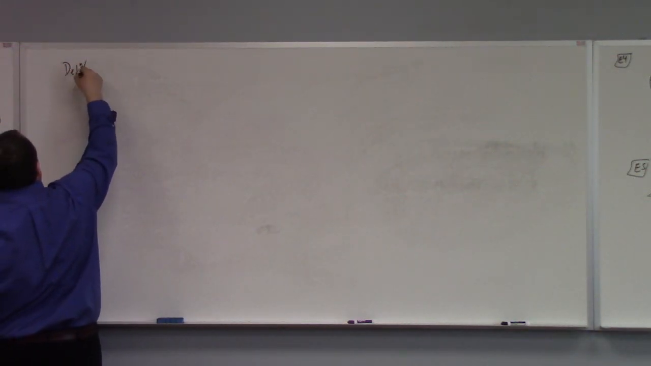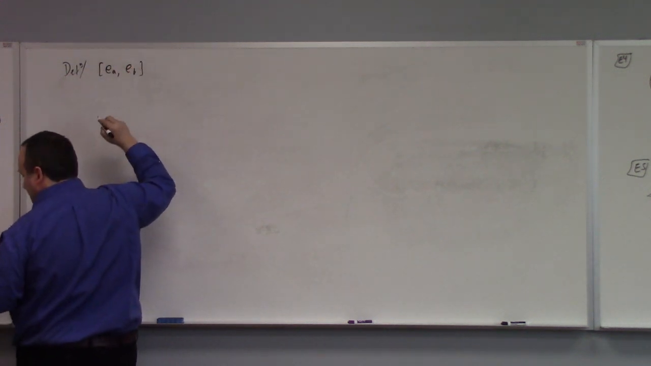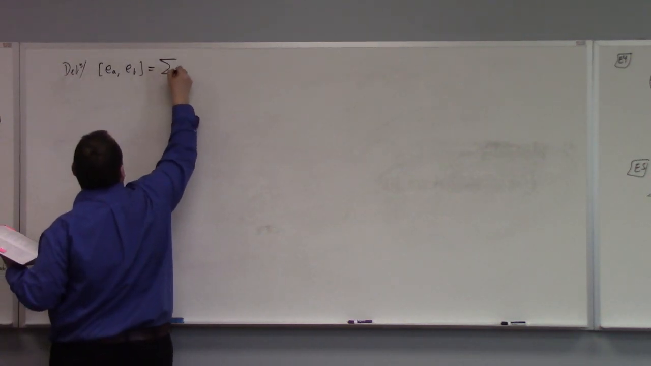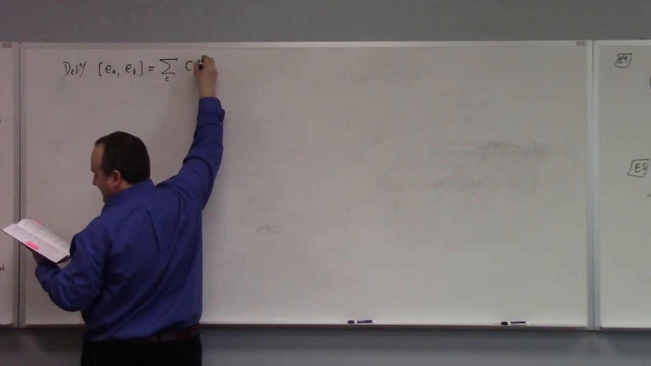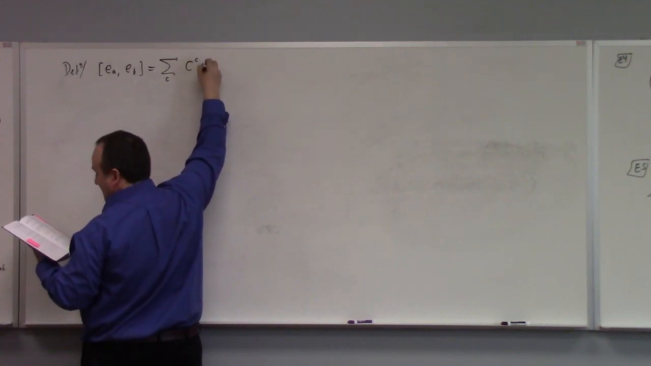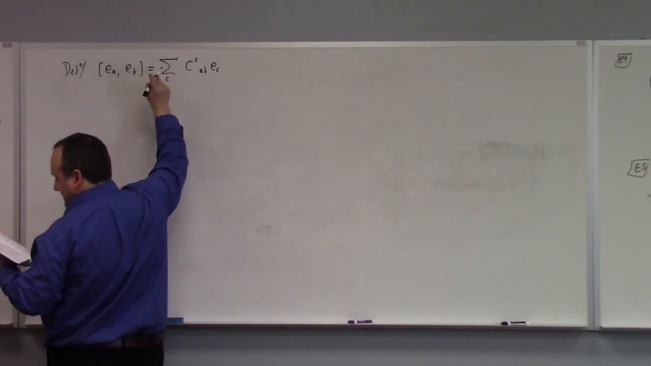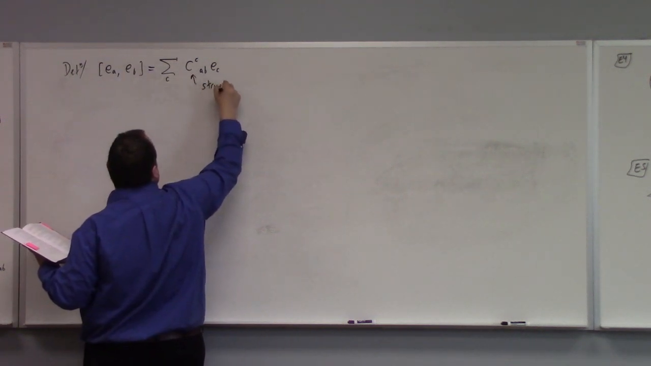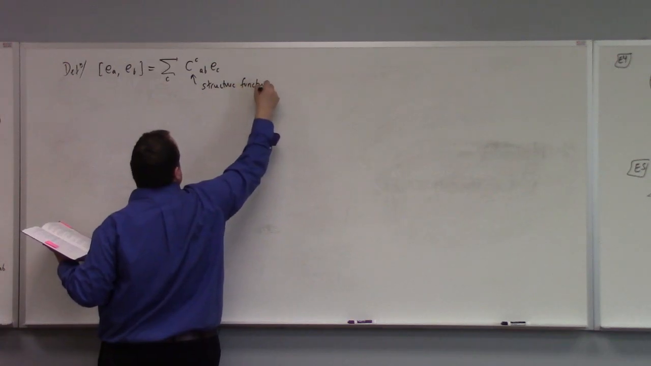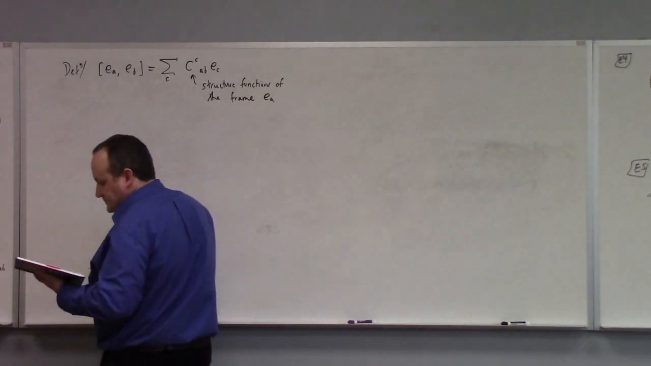Definition. If you have a frame, e_a and e_b, the commutator of it can be written as, I'll put a summation. He has an implied sum here, but I'll put the summation for you guys. We've got c as an index and as a thing, but we're going to deal with that. Sorry, it's so horrible. But these are the so-called structure functions of the frame e_a. All right.